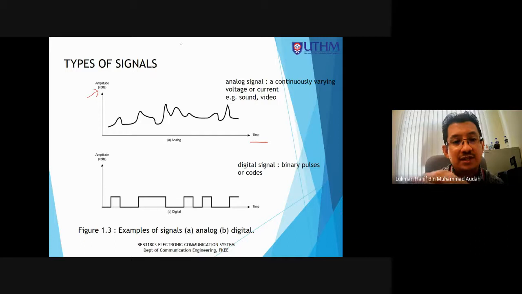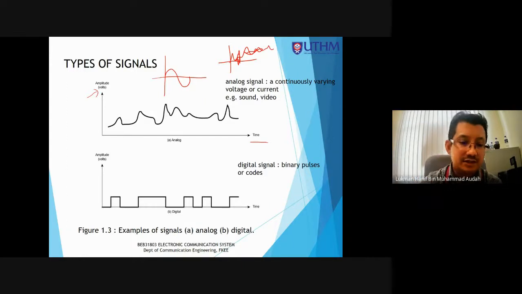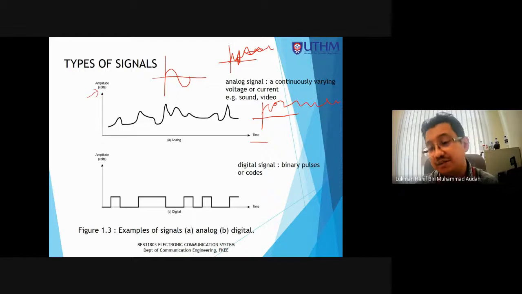Tapi apa yang kamu belajar nanti dalam ECS, kita akan simplify dalam bentuk sine wave. Tetapi dalam dunia sebenar, in practical cases, you will see that the signal can be in pelbagai shape, infinite shapes, means that dia tidak fix. Dia ada issues di mana macam mana kita nak process the signal. The signal processing is quite challenging for the analog.